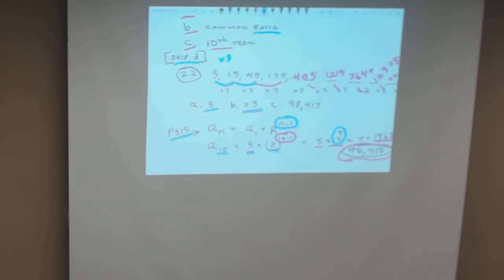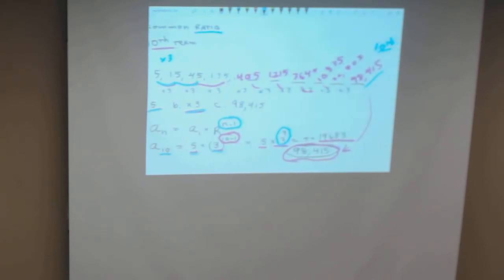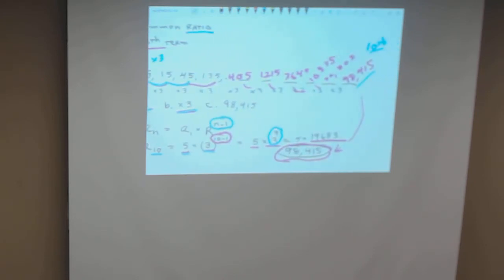How do you get 3 to the 9th? You go 3 times 3 times 3 times 3 times 3 times 3 times 3 times 3 times 3 equals 19,683. And if you take that times 5, you get 98,415.